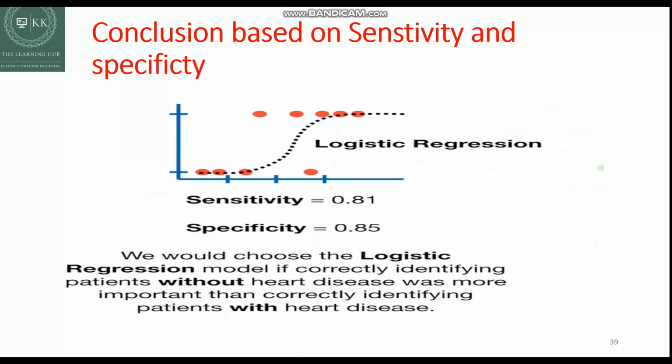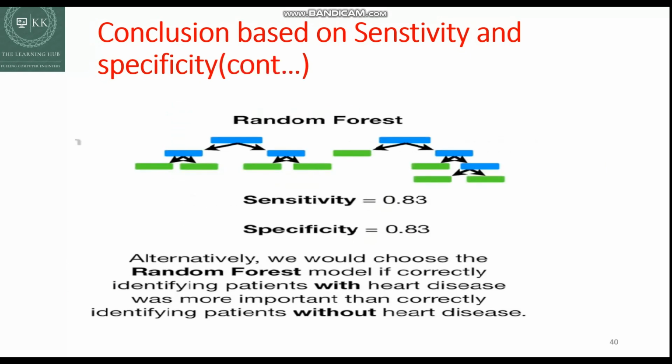If at the end we want to conclude with a summary, here we say sensitivity 81%, specificity 85%. So we choose the logistic regression model if correctly identifying the patients without heart disease is more important than correctly identifying the patients with heart disease. Then we go with logistic regression, because in this case, suppose we want to focus on those patients who were actually negative, who don't have any heart disease, then go with this. Vice versa, if there are positive cases and we want to work on them, in that case we can work with the random forest model.